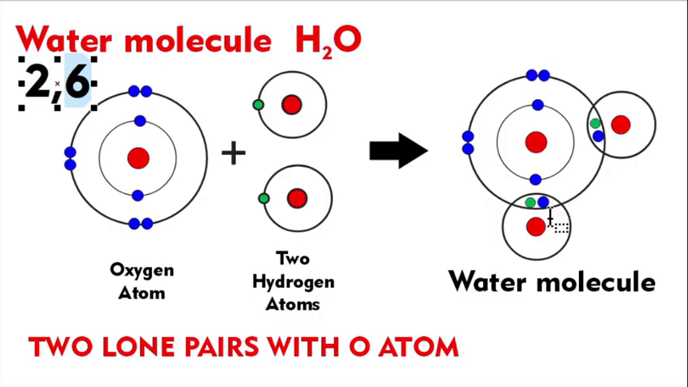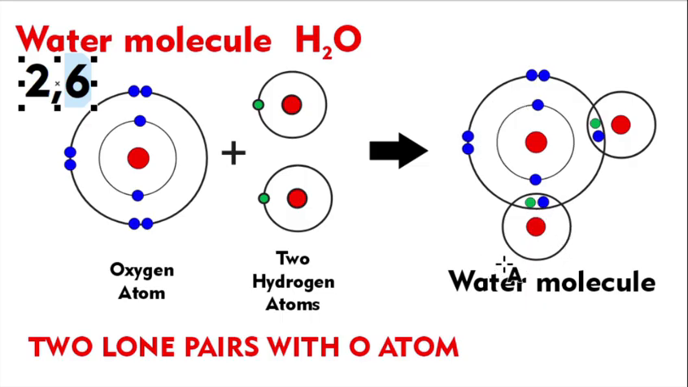3 pairs were there. 1 pair is now shared with hydrogen. Each electron is shared with 1 hydrogen to make it stable. Now hydrogen also becomes stable here. 2. Look around the oxygen, 6. Along with the shared electrons, it has made this octet completed.